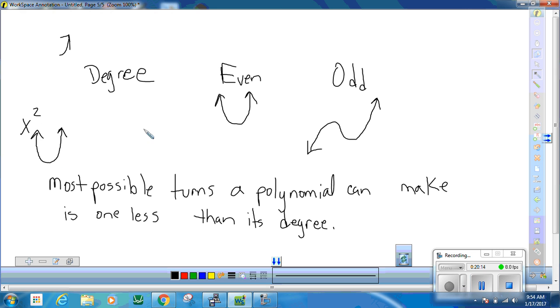We know that its arrows have to end up going in the same direction, so having 0 turns is not an option. If it didn't turn at all, then one arrow would go up and one arrow would go down. So the only number of turns that a 2-degree or a quadratic polynomial can make is just one turn.